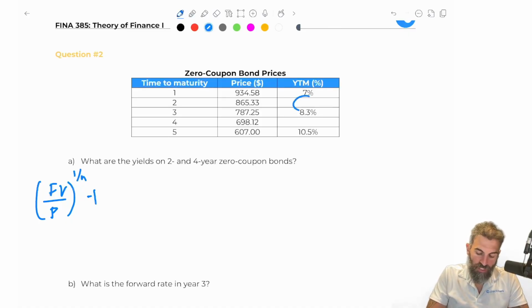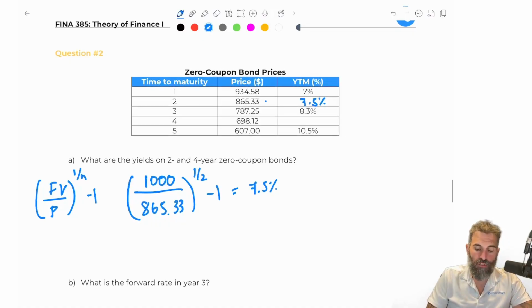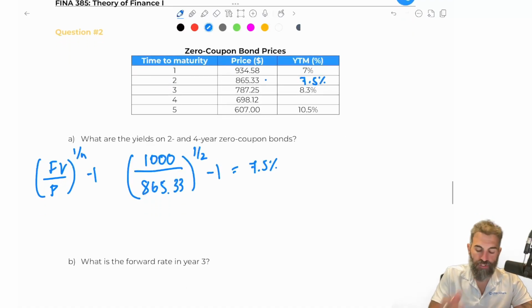So let's say I wanted to find the yield for that second year. I know the face value is 1,000. I know the price today is 865.33. And it's a 2-year bond, so I'm going to put that to the power 1 over 2 minus 1. So the yield on this second year bond is about 7.5%. So the yield on a 2-year bond is 7.5%. If you buy a 2-year bond today, you're earning 7.5% per year for 2 years.